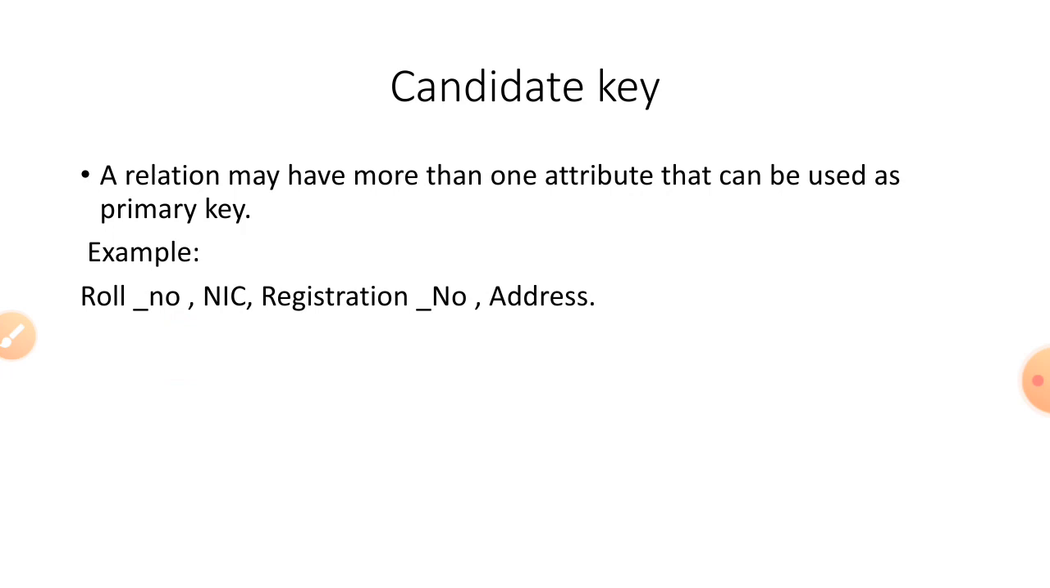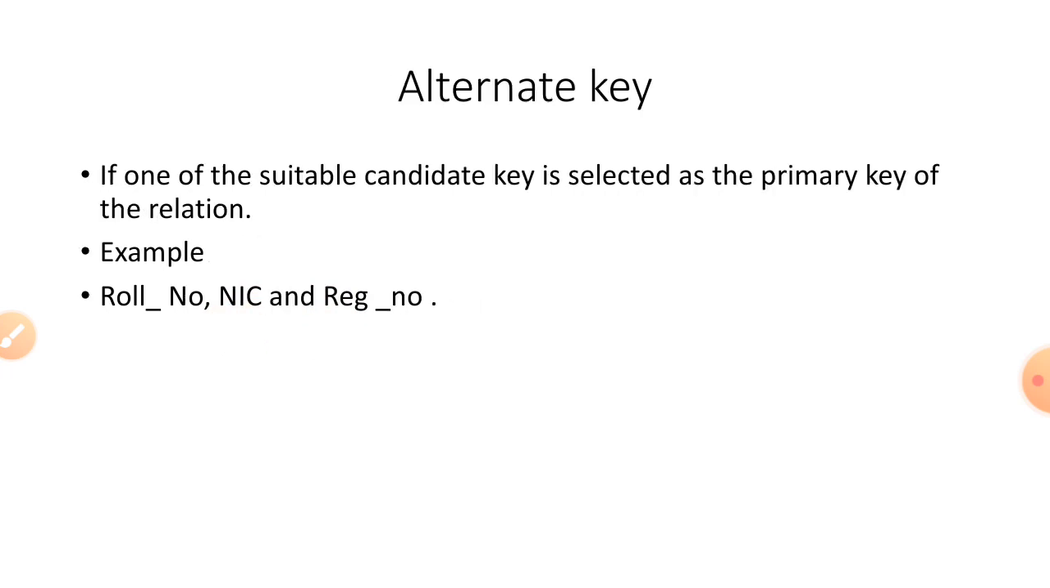But now if I am applying the primary key on this NIC attribute, then what about the other attributes? The others could be called alternate keys. So right now roll number and registration number could be considered alternate keys, and NIC could be considered the primary key. Is that clear? So this is the basic difference between these 3 important keys.